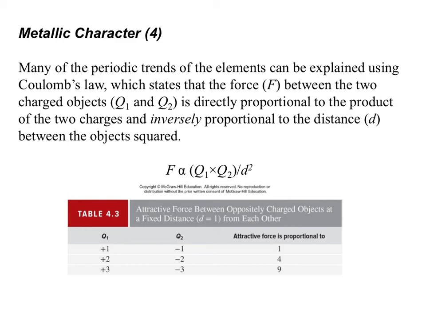So if the distance is kept constant, for example, as seen in table 4.3, if you have a positive and a negative one charge, the attractive force is 1. If you have a +3 and a -3 charge attracting each other, it will be 9 times as strong as that of just the +1 and the -1. This is pretty much just a modified equation for electrostatic energy.